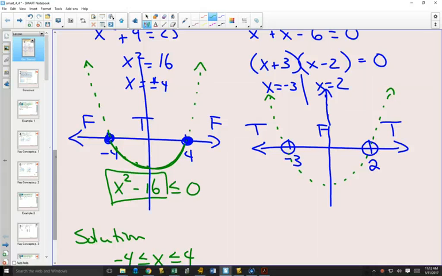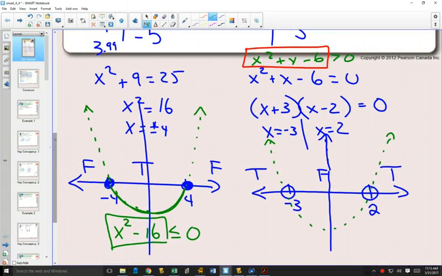What are we trying to find with this parabola? We're trying to find with this parabola where it's bigger than 0. In other words, where are the y values bigger than 0? Does it make sense that this is a true section and this is a true section?